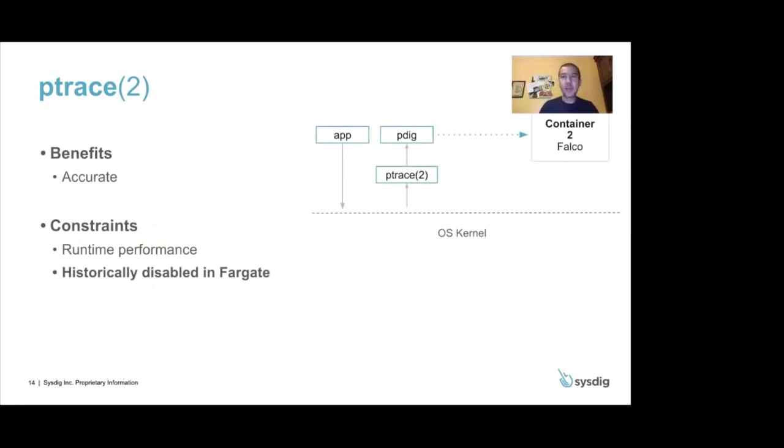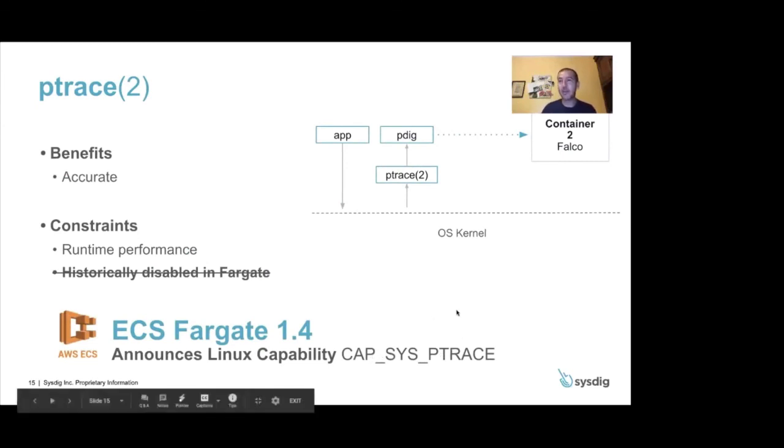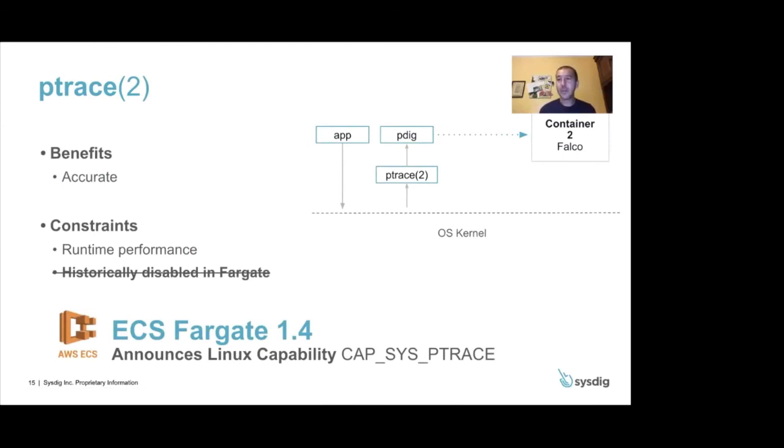At the same time, Ptrace has a couple of limitations. One is performance, and the other one is that historically it's disabled on some platforms. For example, you cannot use Ptrace in Fargate. This has changed because very recently, a few weeks ago, Amazon announced the Fargate engine 1.4, and Amazon has added this CAP_SYS_PTRACE by working with people like the Falco maintainers, so that there could be a path to have system call collection at user level on a platform like Fargate, which is pretty new and pretty mind-blowing if you think about that.